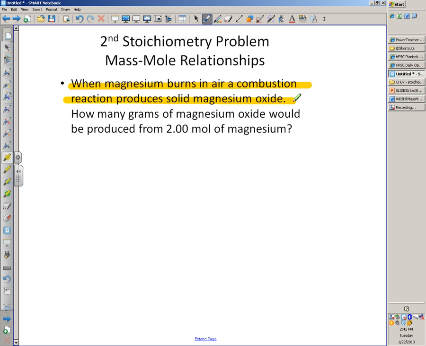This gives you a description in words of a chemical reaction. I want you, in your 2 or 3 person groups, to come up with a balanced equation that represents that reaction. Ready? Go. Let's see if we can get this done in 2 minutes.